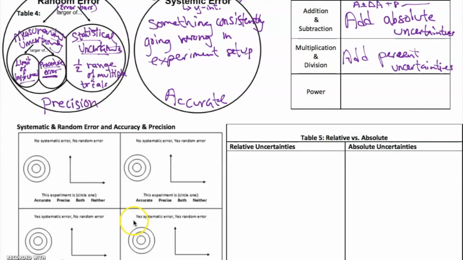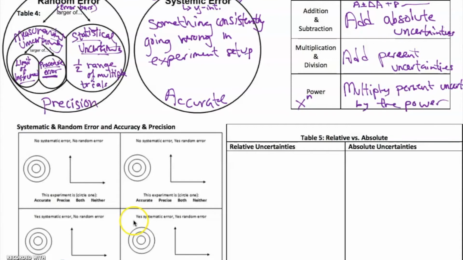Okay, so then powers are where things get a little bit complicated. And a power is when I have like x to the n, n is the power. These are exponents from math class. So when we have powers, we're actually going to multiply the percent uncertainty, you can finish the word, by the power.